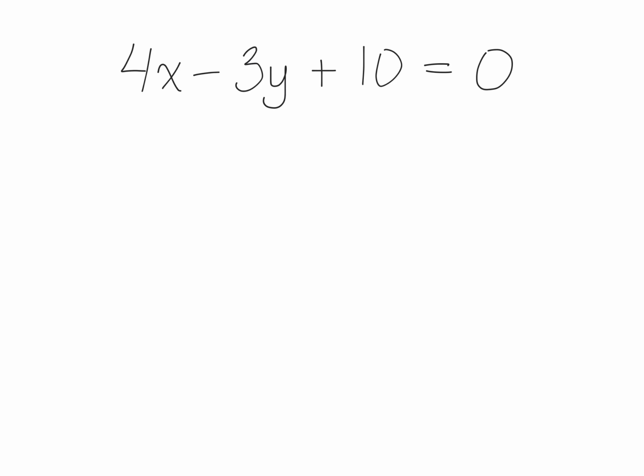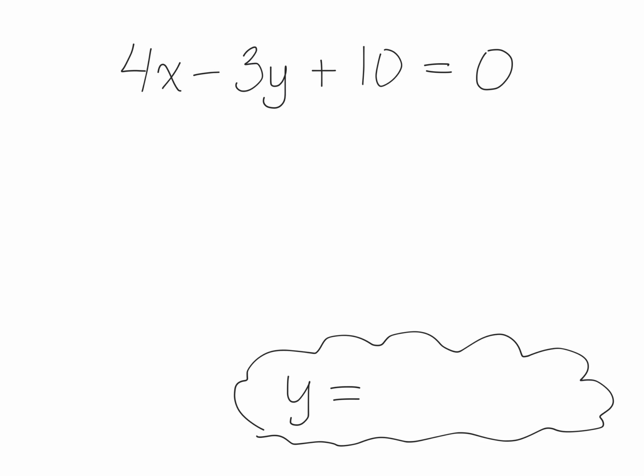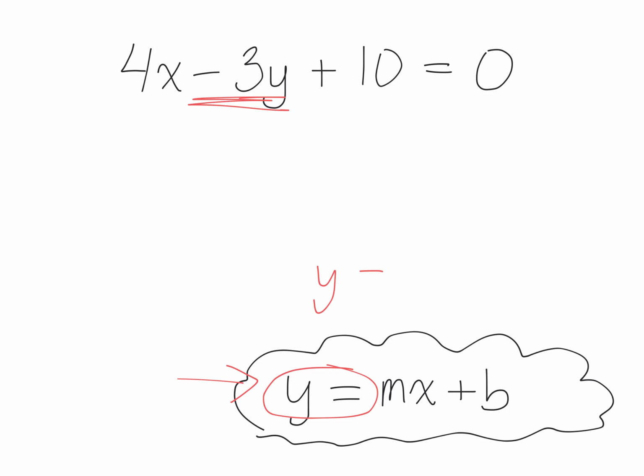So the question here that I've given you, the equation says 4x minus 3y plus 10 is equal to 0. This equation does not say y equals something, which means that it's not in slope-intercept form, right? M is the slope and B is the y-intercept only when it says y equals, only when y is isolated. Right now, y is not isolated. We need to rearrange this equation so that we have y equals.